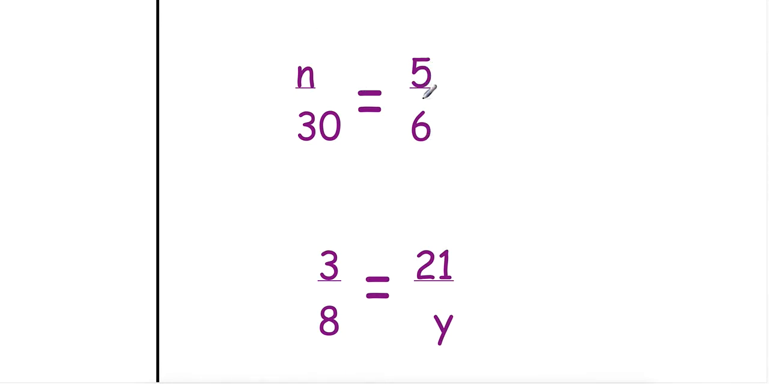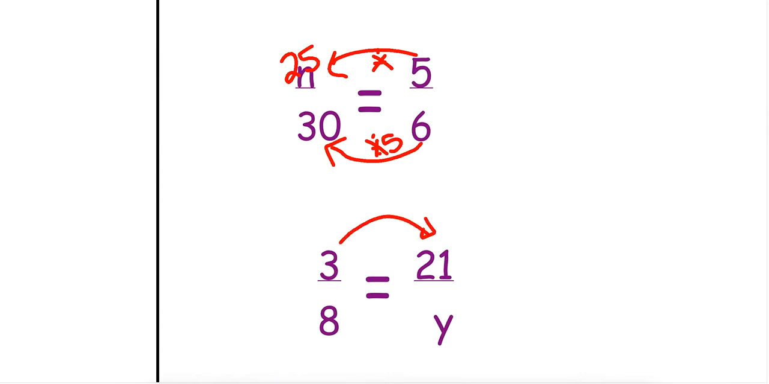So I start on the side that has both my numerator and denominator, and I ask myself, how did I go from 6 to 30? I times by 5 to get 30. So 5 times 5 is 25. So start on the side that has both. From 3 to 21, I times 7. So 8 times 7 is 56.